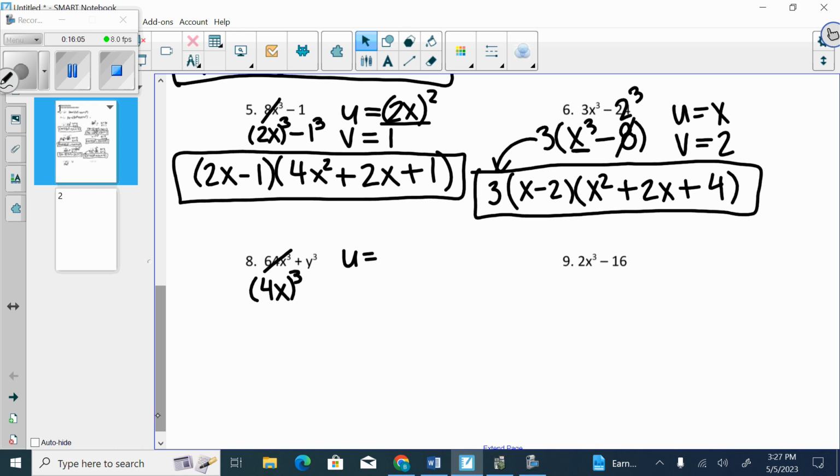Okay, so what does that mean u is? 4x. And what does that mean v is? Y. Are we going to use first or second formula? First. All right, so what is u plus v here? 4x plus y. All right. Then at the beginning of the next parenthesis, I'm supposed to have u squared. So that means I'm going to square this whole thing here. 16x squared, very good.